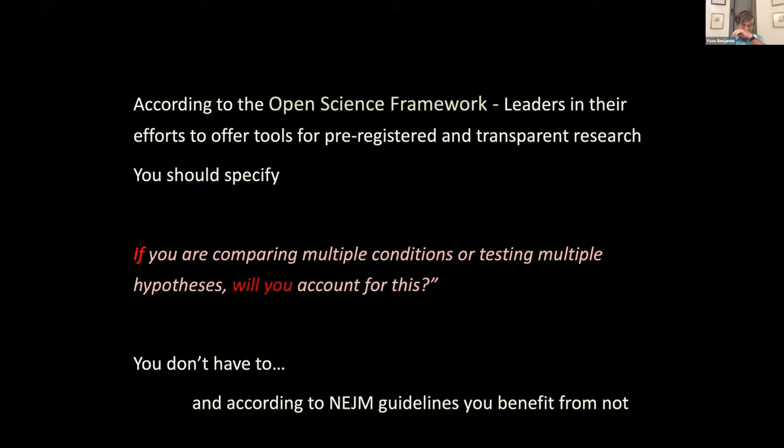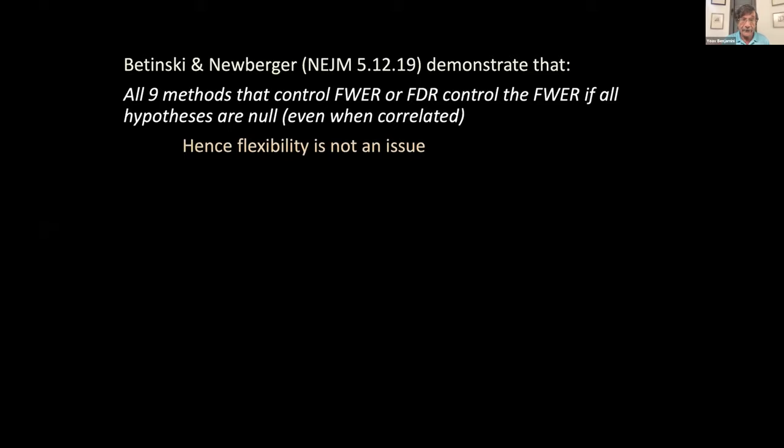And unfortunately, even the Open Science Framework, which are leaders in their efforts to offer tools for pre-registration of research, according to them, you have to specify as follows. If you are comparing multiple conditions, testing multiple hypotheses, will you account for this? You don't have to. You just have to say whether you will or will not. And according to the New England Journal of Medicine guidelines, you benefit from not reporting the fact that you will do anything about it.